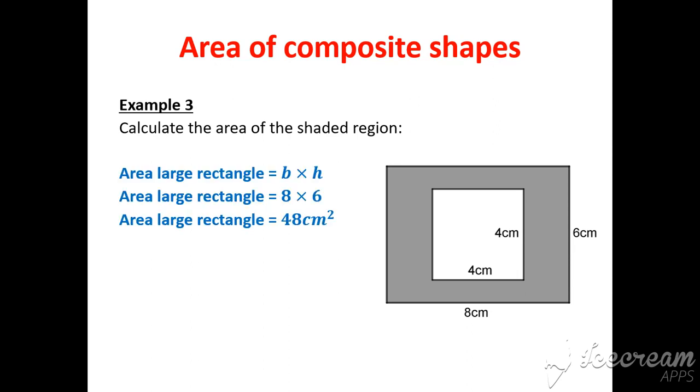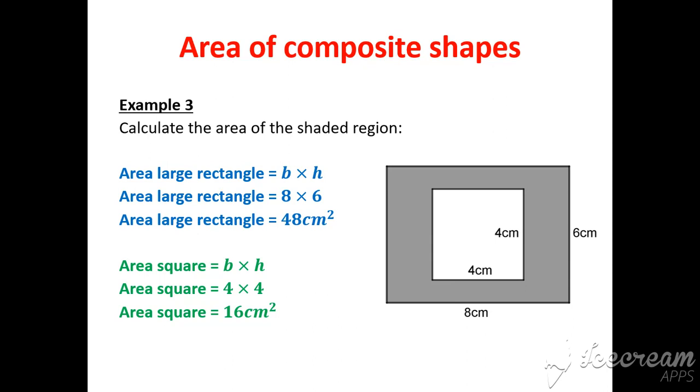So here's what we're going to do. The area of the large rectangle is just base times height, which is 8 times 6, which is 48 centimeters squared. The area of the small rectangle, actually it's a square, isn't it? 4 times 4 is base times height. 4 times 4 is 16 centimeters squared.